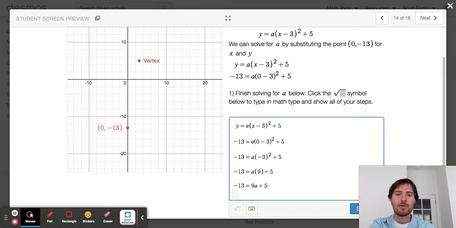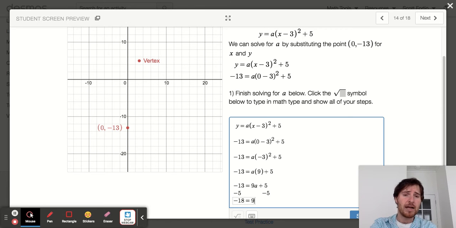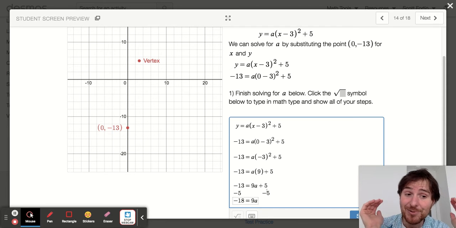So now I subtract 5 from this side, and I have to subtract 5 from this side. Maybe I'll just show the simplification I'm doing right now. Now -13 minus 5 is -18, and that equals 9a. Okay, so now I have 9 a's, and those are equal to -18.